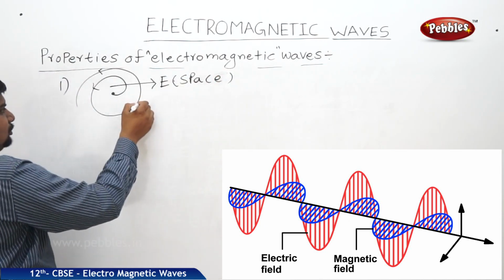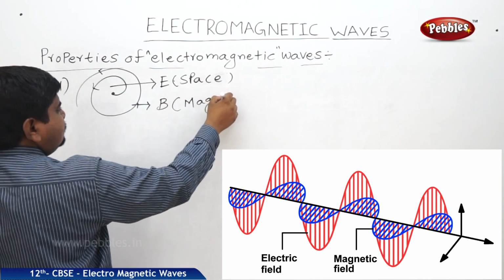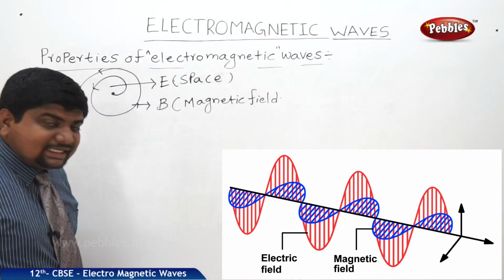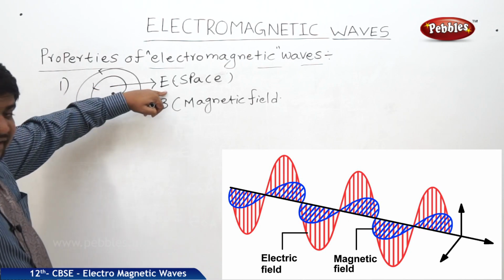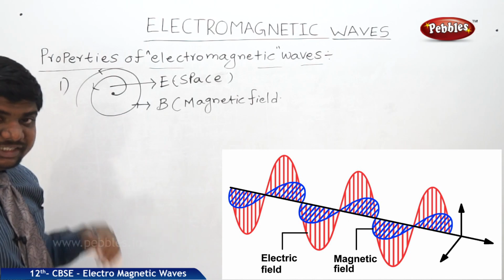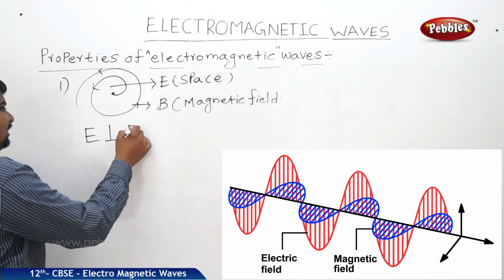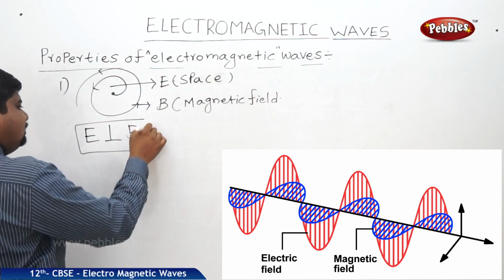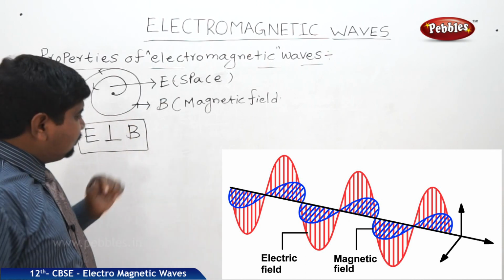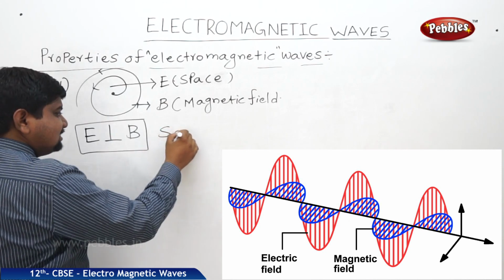The arrow mark shows the magnetic field. So what we can understand is that within the space an electric field is produced, and on the circumference of the revolutionary path a magnetic field is produced. Electric field and magnetic field are both perpendicular to each other with respect to the given plane. And one more thing, these two will move in the same phase.